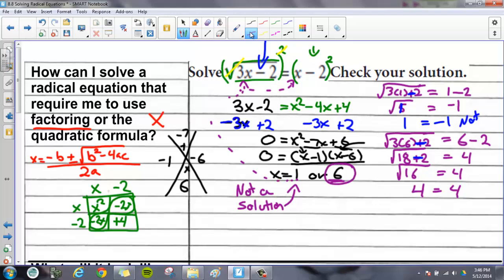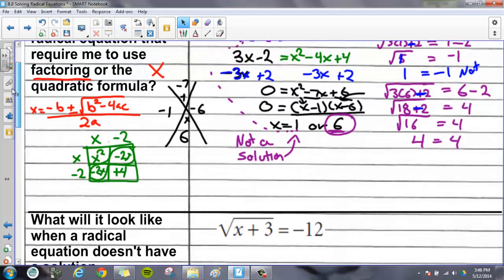6 is our only real solution to this. 1 didn't do it. 1 gave us 1 equals negative 1, and we know that's not true. But this one, 6, that's the one. So that's why you got to check your solutions when you're doing things like this. You got to make sure that you are not giving both solutions, because some are just like ghosts, not the true real solution.